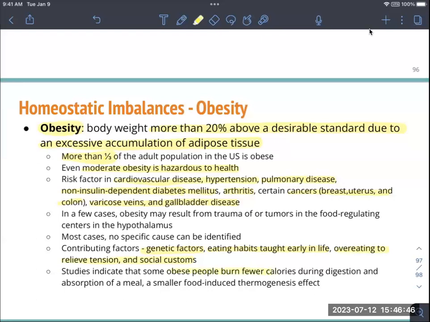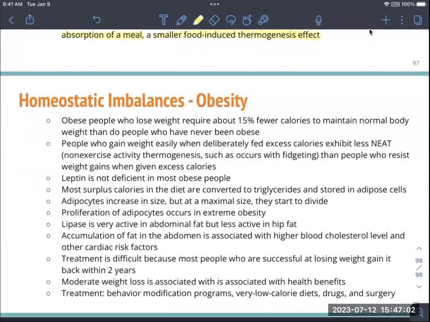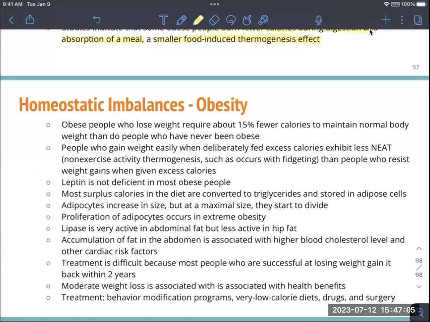Obese people tend to burn fewer calories during that digestion and absorption of a meal. So a smaller food-induced thermogenesis effect. They don't burn as much. So these obese people who do lose weight, they require 15% fewer calories to maintain a normal body weight than people who have never been obese. People who gain weight easily, they exhibit less non-exercise activity thermogenesis.